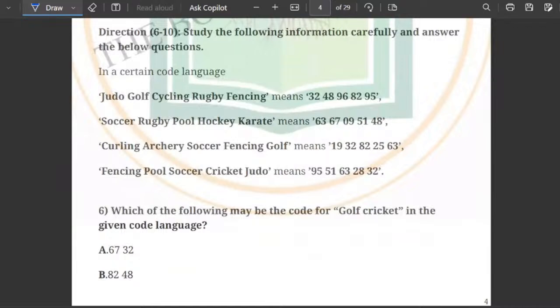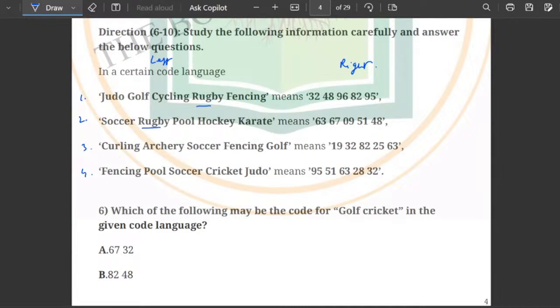Judo, golf, cycling, rugby, fencing. And on the right hand side, again, we have some words. So I will write it like left and right. Let us see, this is 1, this is 2, this is 3, this is 4. Now, what is common in first and second? Do we have anything common? Yes, rugby is common in first and second.